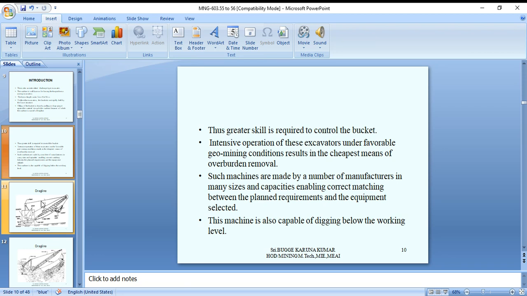This machine is also capable of digging below the working level. That is one advantage, just like a backhoe. It is stable standing at the highest level and working at the lowest level, and also at equal levels. It is used in most areas of mining.